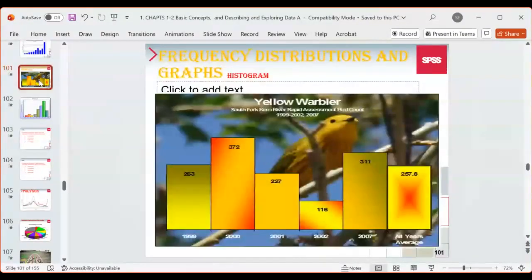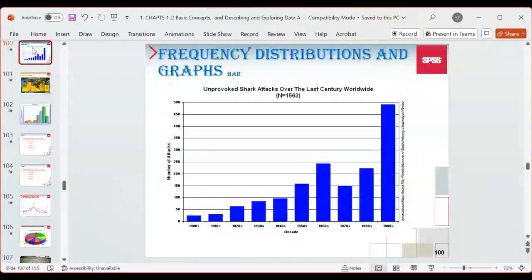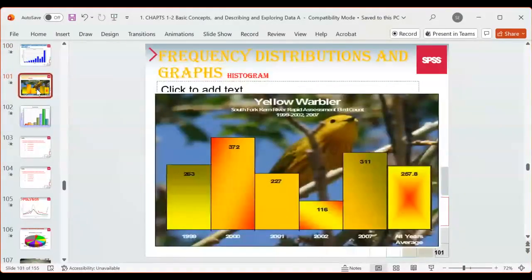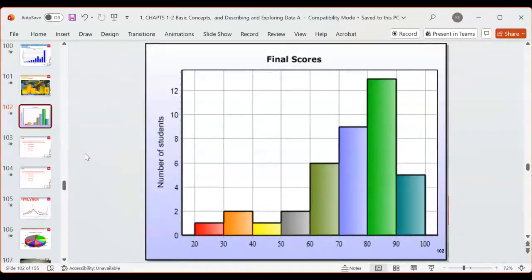Okay. And then this one, like I said, because there's a space between the bars, it's called a bar graph. This one, there's no space between the bars, so it's called a histogram. No space, but it's pretty much the same thing. And then this one talks about that yellow warbler, that species, and why it went down near extinction in 2002. And then again, this one, as you can see, we use for our scores in school.